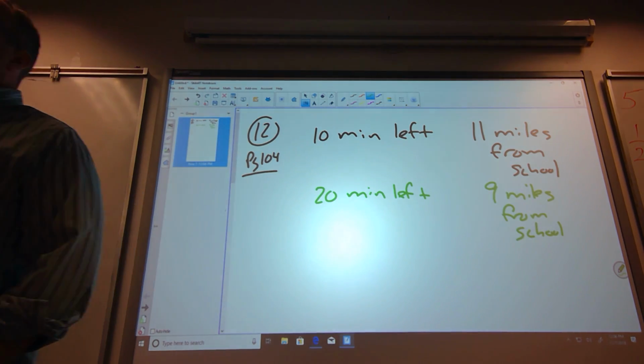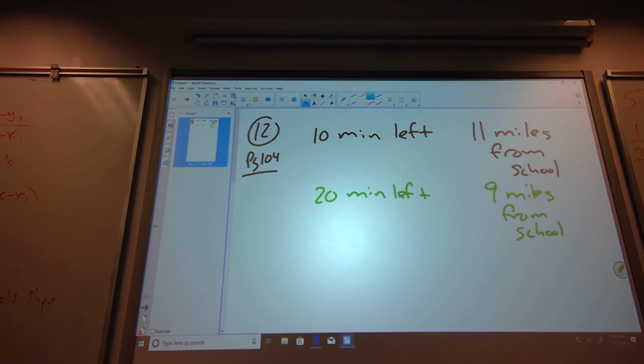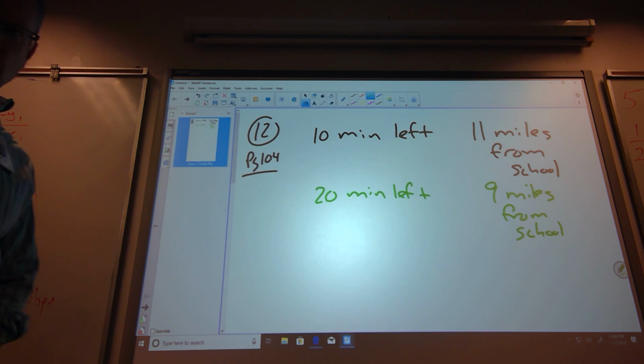Okay? So, kid's riding his bike 10 minutes after he left. If he left at 12:10, then 10 minutes after he left, he's 11 miles away from his school. See, he lives kind of far from his school. And then 20 minutes after he left, so at 12:20 if we were going by that clock, he was only 9 miles from the school. So is he getting closer to the school as he rides his bike? Yeah. Everyone feel comfortable with that information?